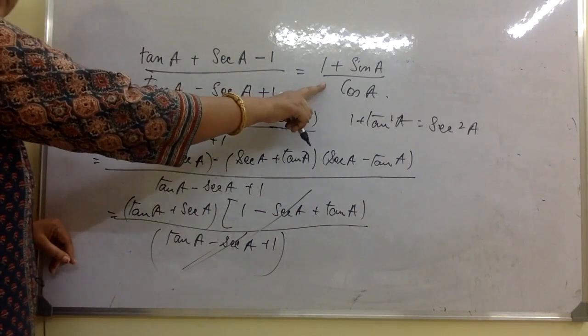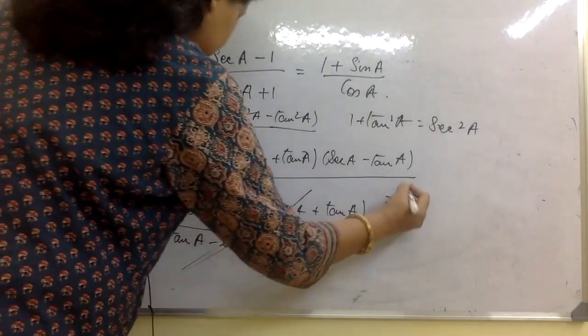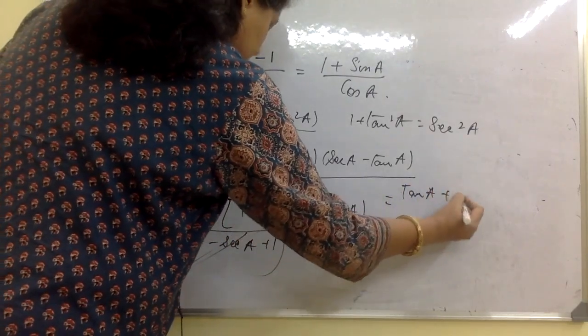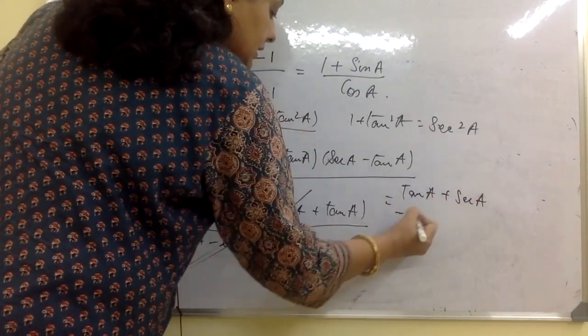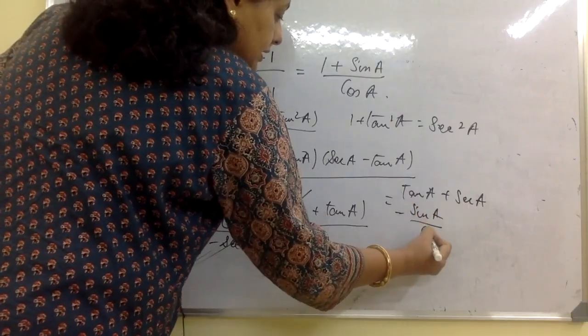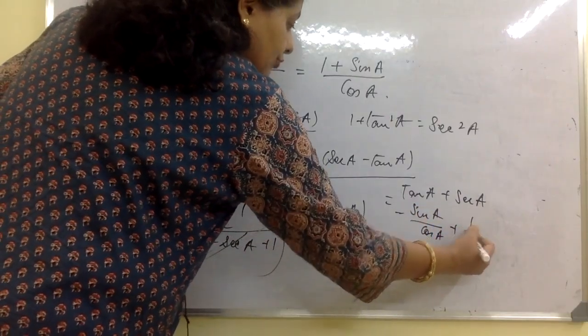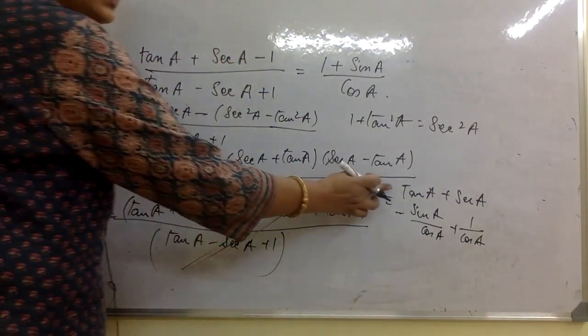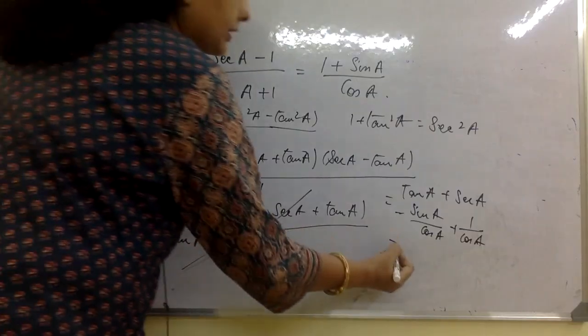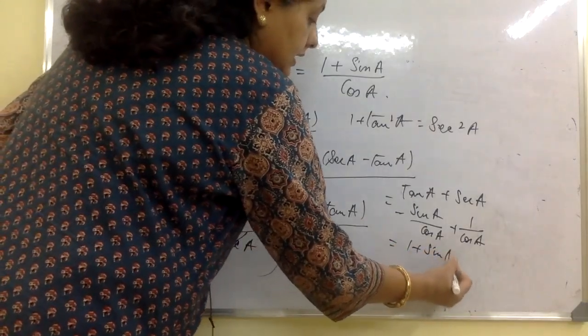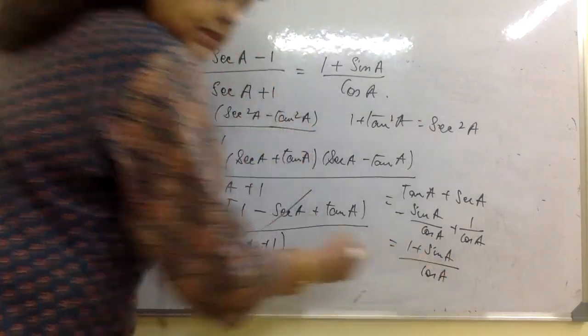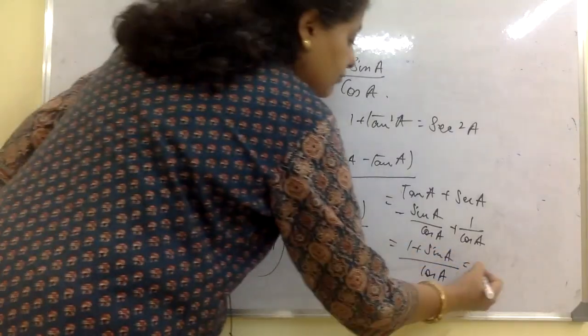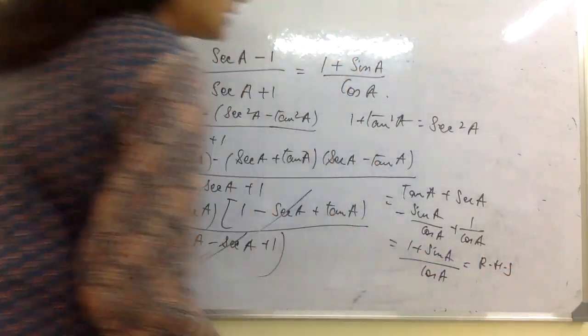But then I have to have an I over here. So this is tan A plus sec A, that is sin A by cos A plus 1 by cos A. The RHS can come in different forms. Sometimes they can give even this as the RHS: 1 plus sin A by cos A. That's it, over. That is equal to my right hand side, hence proved.